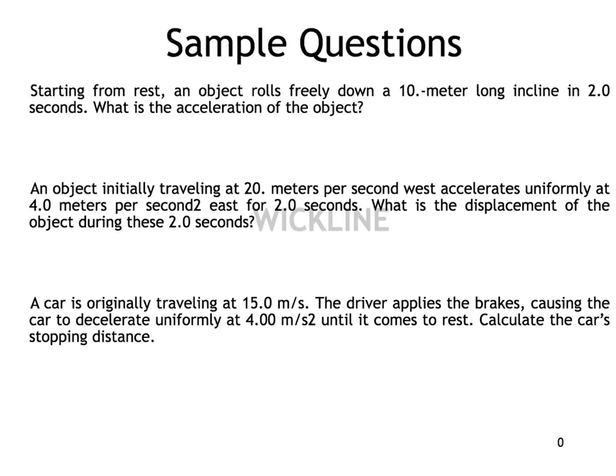So I'm going to label some stuff that I see. The first one is starting from rest. It's saying that VI equals 0. An object rolls freely down a 10-meter long incline. So this is a distance. And it takes it 2 seconds. That's a time.